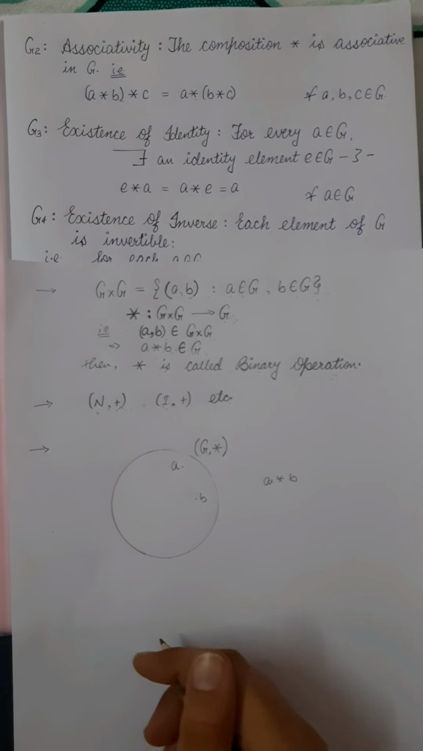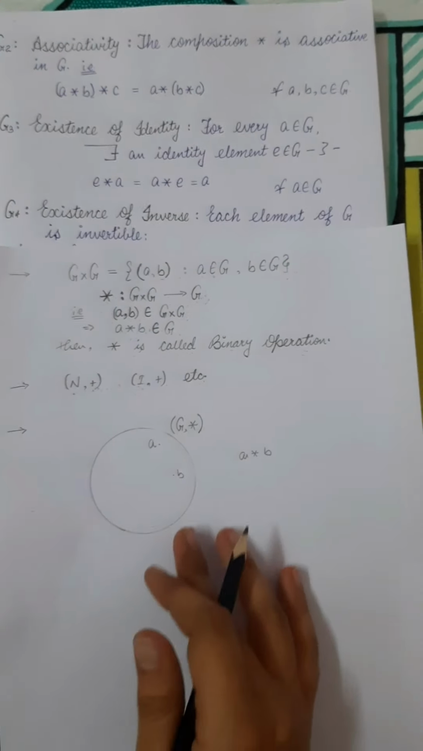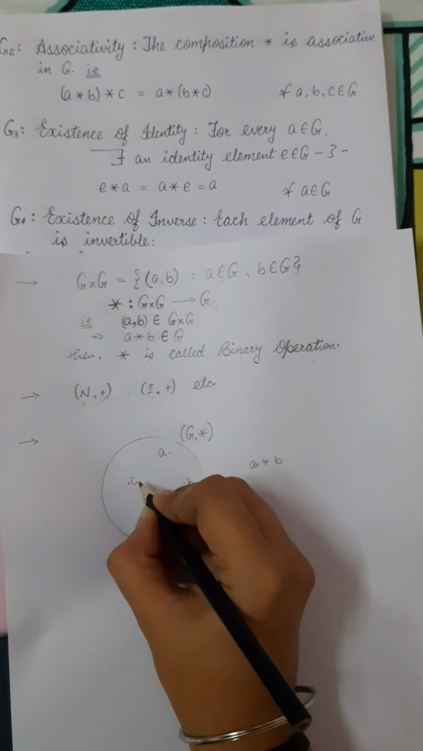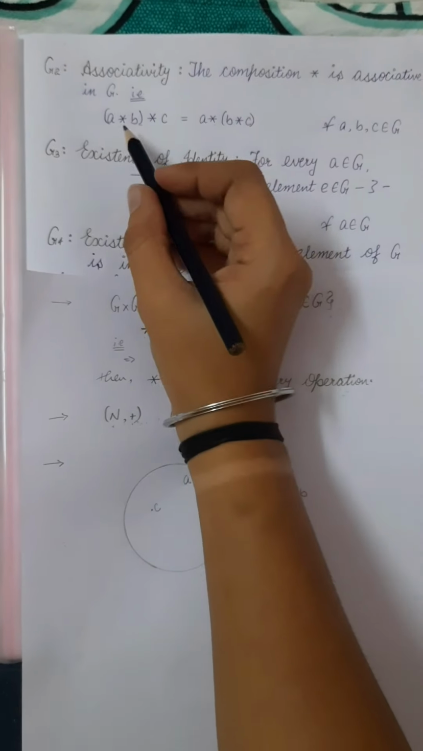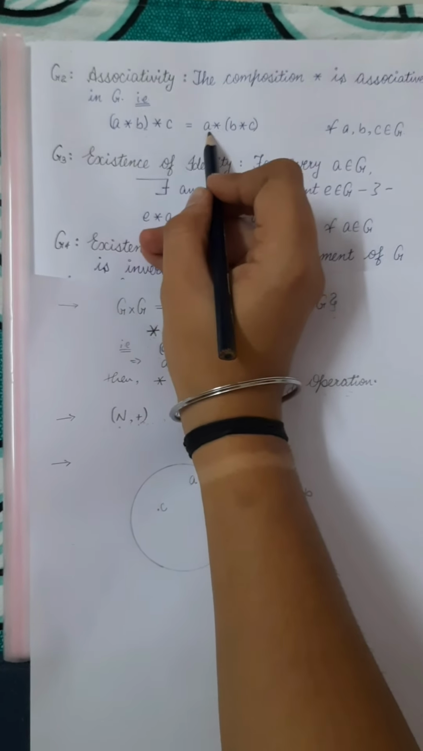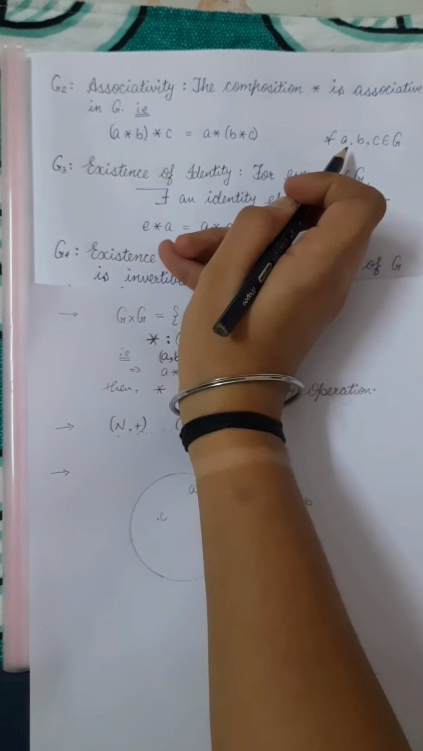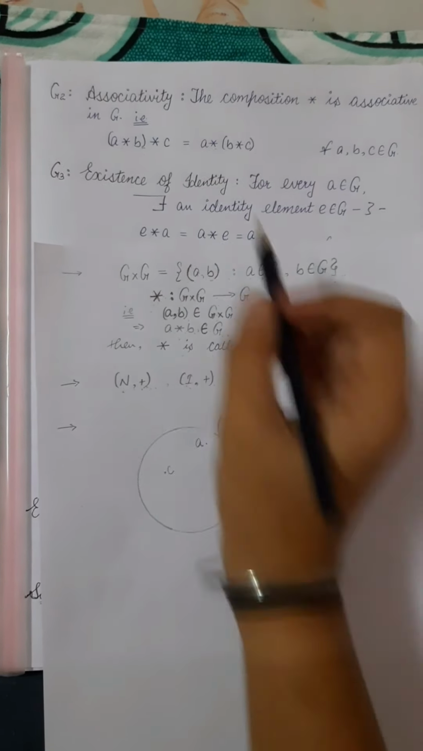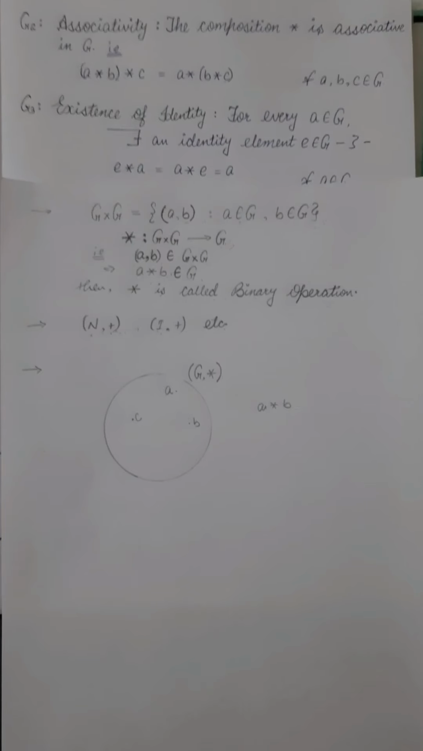The second property is associativity. Asterisk is said to be associative if for any three arbitrary elements a, b, c in G, it satisfies the condition (a asterisk b) asterisk c is equal to a asterisk (b asterisk c) for all a, b, c belongs to G. This property indicates that it doesn't matter in which order the operations are performed.